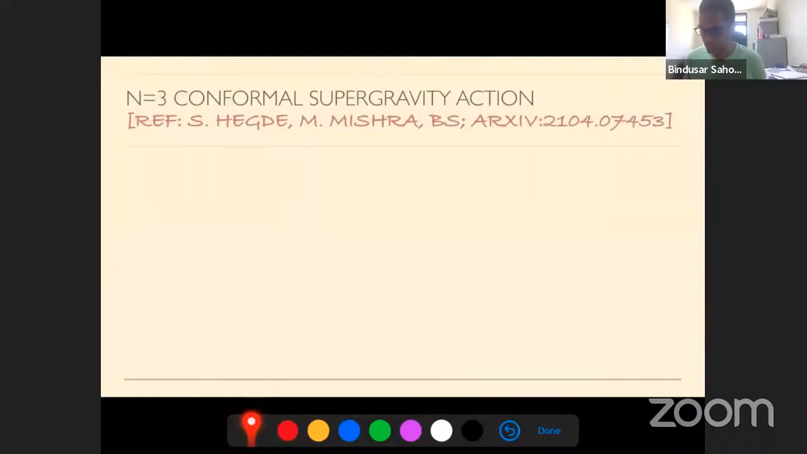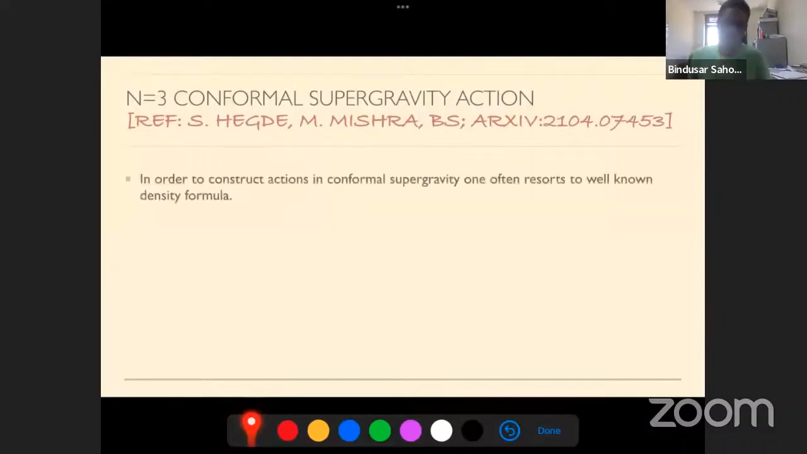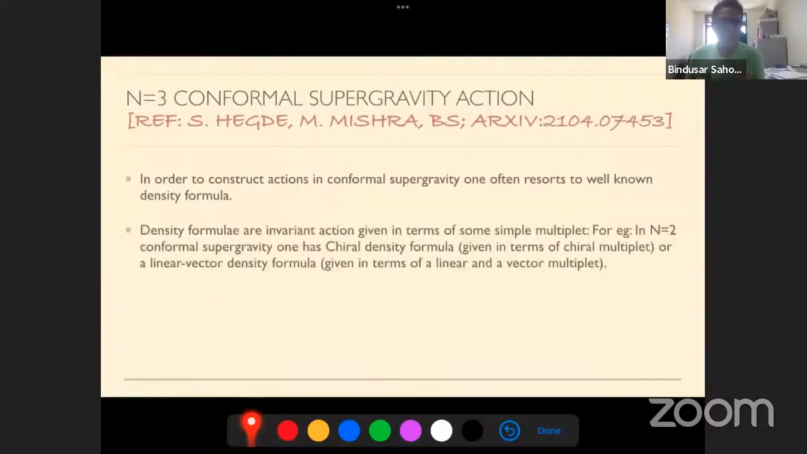So in order to construct actions in conformal supergravity, one often resorts to well-known density formulae. And this is something Madhu has also discussed in the pre-learn session. So density formulae are invariant actions given in terms of some simple multiplet. For example, in N=2 conformal supergravity, one has the chiral density formula, which is given in terms of a chiral multiplet, or you can have a linear multiplet density formula given in terms of a linear multiplet.